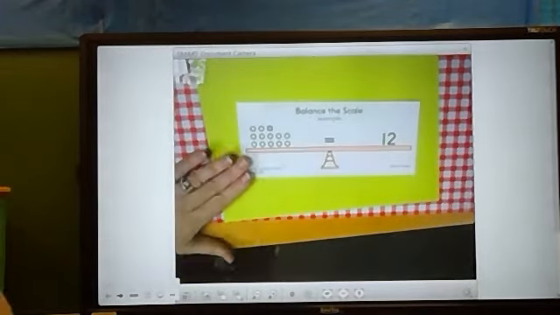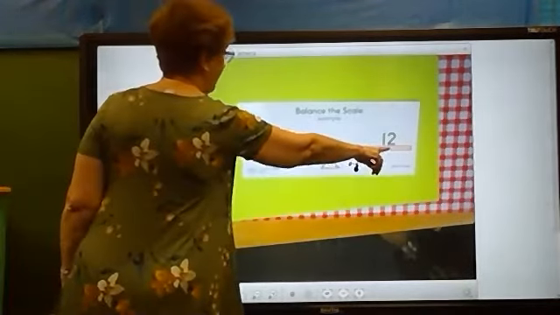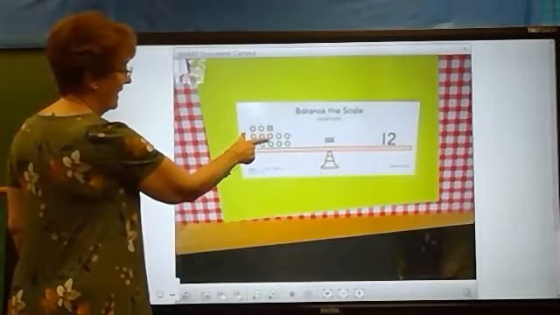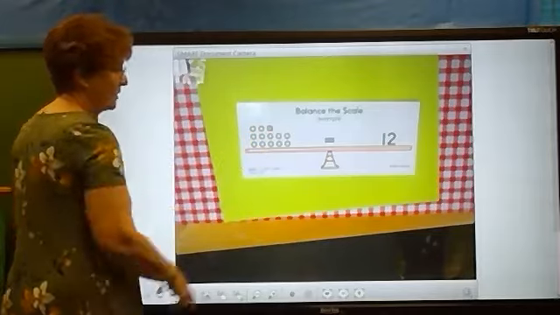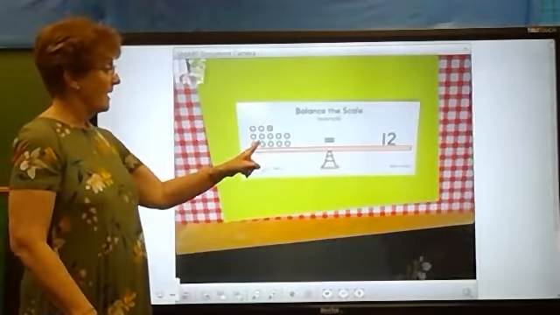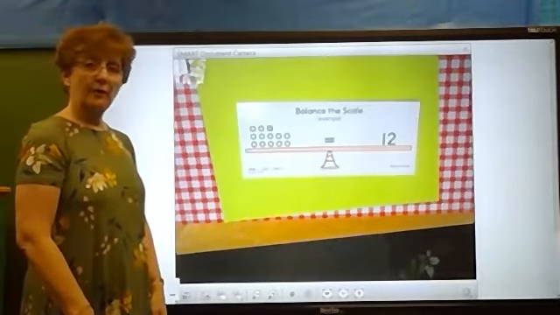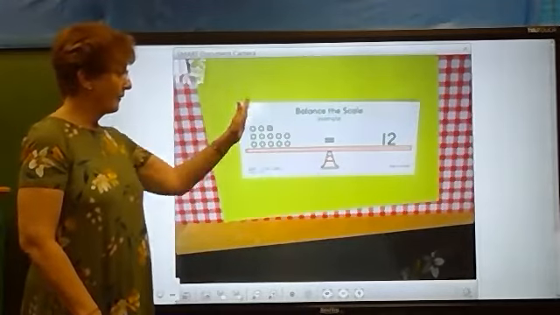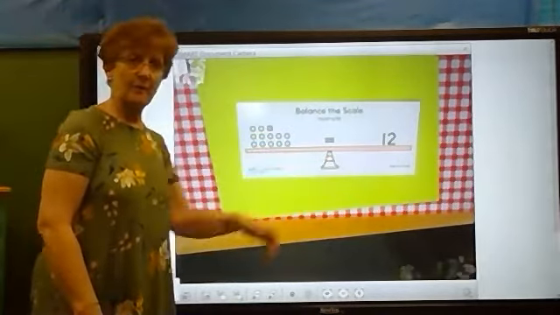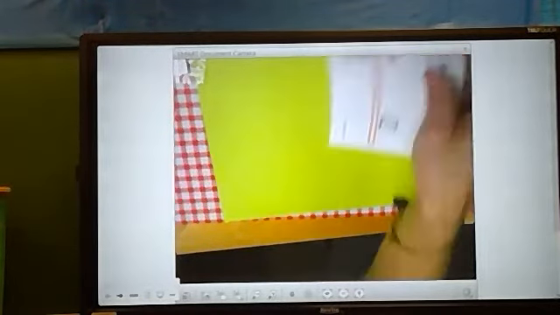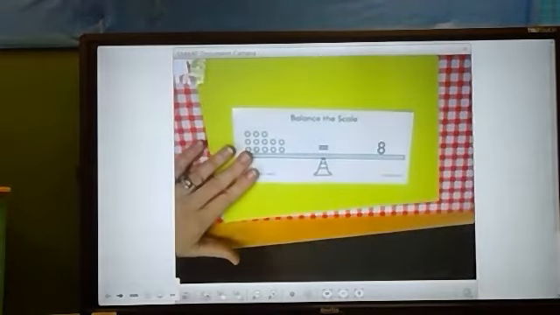Okay, what is on one side, 12. On the other, 1, 2, 3, 4, 5, 6, 7, 8, 9, 10, 11, 12, 13. Ooh, it's not balanced. There's too many on this side. So what we did was to cross it off. Once we've crossed it off, then it is balanced. We have 12 on this side and 12 on that side. So we're going to practice a couple of those together.